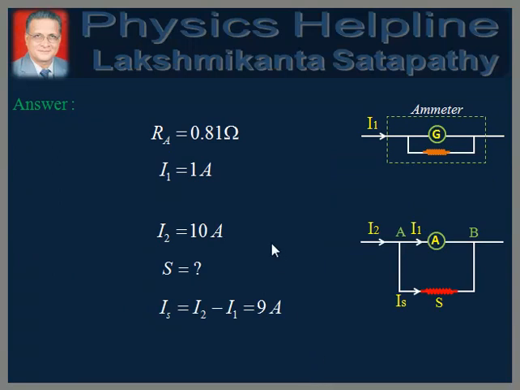Now for the answer. Resistance of the given emitter is equal to 0.81 ohms. Means G and the shunt, galvanometer resistance and the shunt in parallel produces an equivalent resistance which is equal to 0.81 ohms. Therefore we put resistance of the emitter RA is equal to 0.81 ohms.